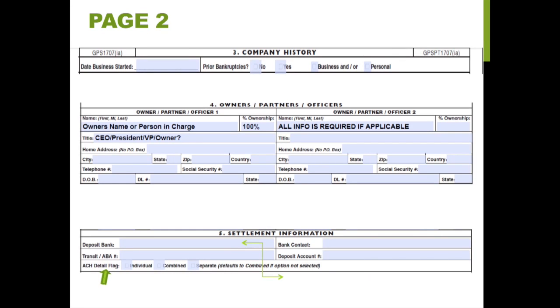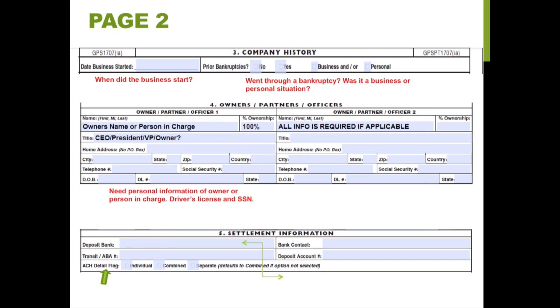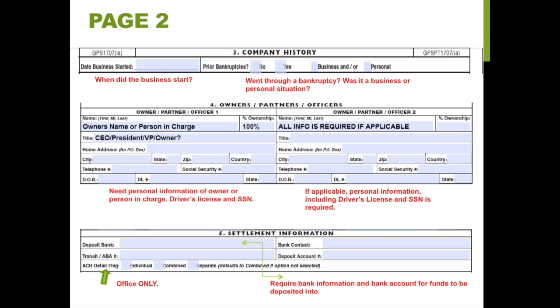We are finally on page 2, and on the very top we have number 3, company history. Now please be mindful because this section only takes a very small portion of the page, so it is very easy for us to bypass this section. So here we would like to know the date business started. However, we do not need the specific date. As long as we have the month and the year, then we'll be good to go.